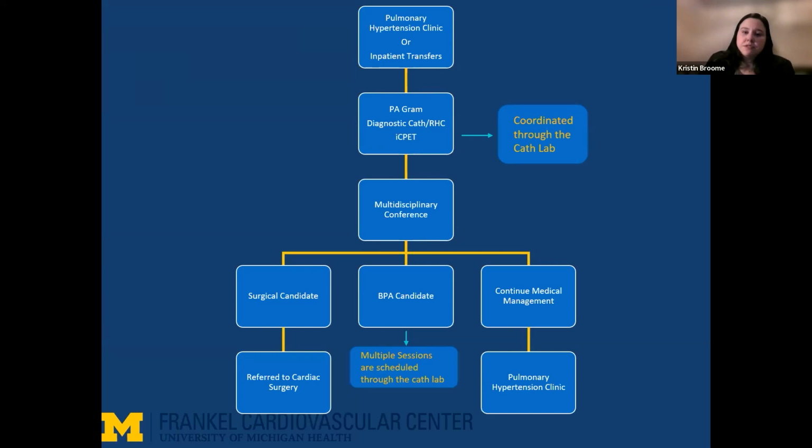And we take the patients from beginning to end of these procedures. So after that, once the invasive testing is complete, their case will be presented at our multidisciplinary conference. From there, the decision is made whether their disease is operable or non-operable. If they have surgically accessible disease, they will be referred to our cardiac surgery department. And if they have non-operable disease, the decision will be made whether they should continue medical management, at which point they will return to the pulmonary hypertension clinic, or if they are a BPA candidate, then their care will be moved to the BPA clinic.